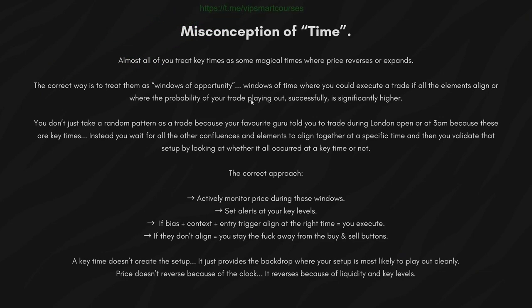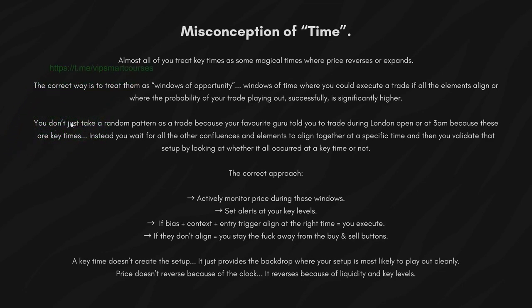You don't just blindly trade a random pattern or a random setup because it's the London Open kill zone or it's 3 a.m. Instead, you only trade and execute if the other elements are aligned with each other, and then a key time, or one of these windows of opportunity, only acts as a validation factor and validates the whole setup. What I mean by that is that if everything aligns at one of these key times, such as the 3 a.m., then the 3 a.m. part in this case only acts as a confluence and validates the setup.